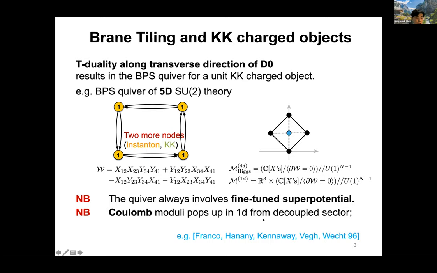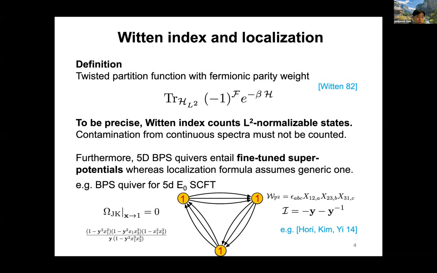Another obstacle this imposes on us is that because of this fine-tuned superpotential, we cannot apply the localization method or well-known methods of computing Witten indices to compute the Witten index of this 5D BPS quiver. For instance, the naive JK residue formula resulted in a vanishing index for this 5D E0 SCFT quiver, but the physically sensible answer is given by this. As you see, these two results are different. So this talk briefly addresses how we can bypass this difference and get the correct result.